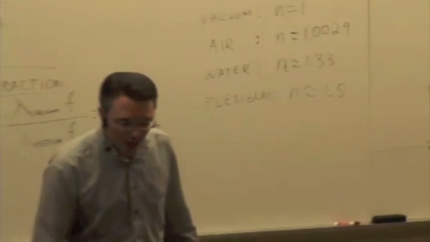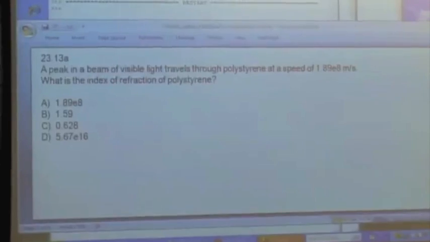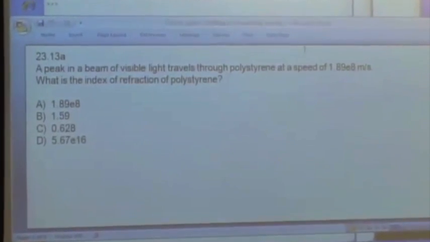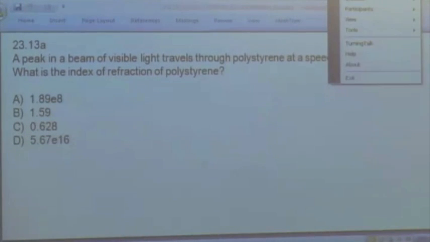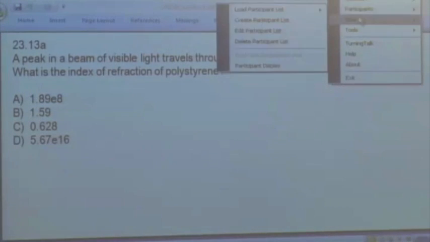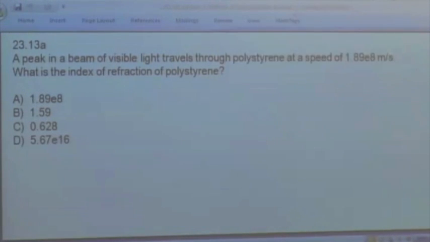So why don't we just try a quick question with this. A peak in the beam of visible light travels through polystyrene at a speed of 1.89 times 10 to the 8th meters per second. What's the index of refraction of polystyrene? This is really simple, but you guys should be able to do this in, say, 30 seconds.